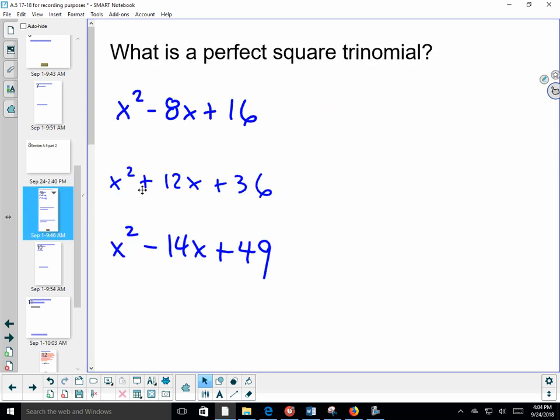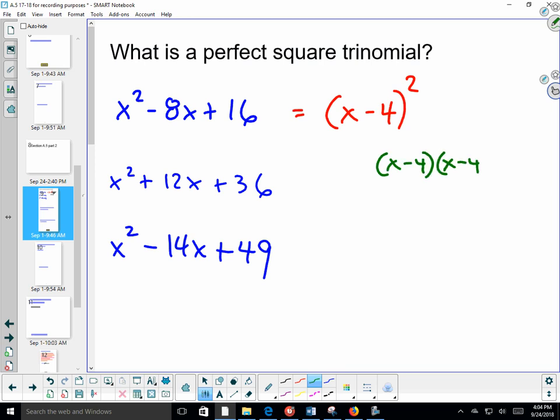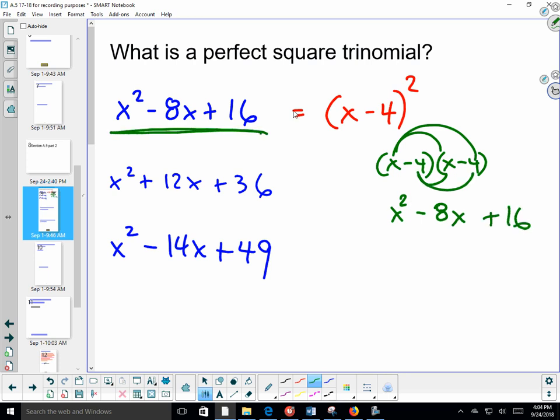So let's take a look at, first of all, what is a perfect square trinomial? x squared minus 8x plus 16 is a perfect square trinomial because it can be factored into a binomial squared. Namely, in this case, (x minus 4) squared. Let's do a quick little test of that. If I take x minus 4 times x minus 4, I would use FOIL here and I'd get x squared minus 4x minus another 4x is minus 8x. And then my last terms would be plus 16, which is exactly what we have here.